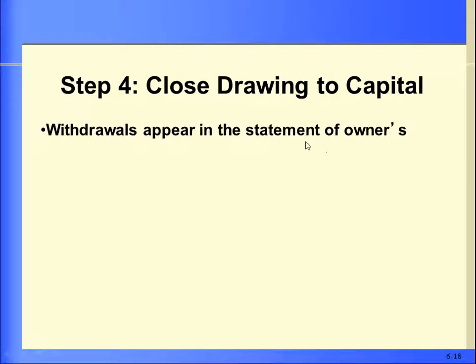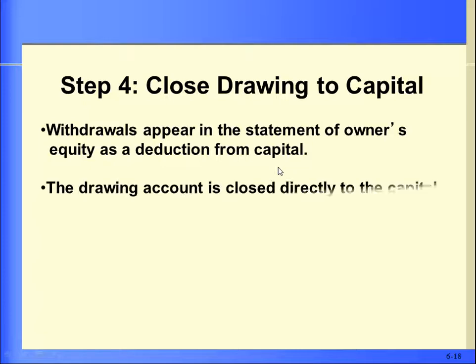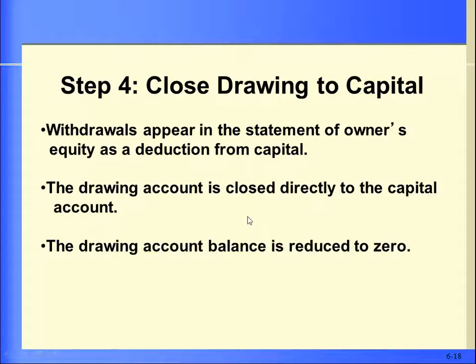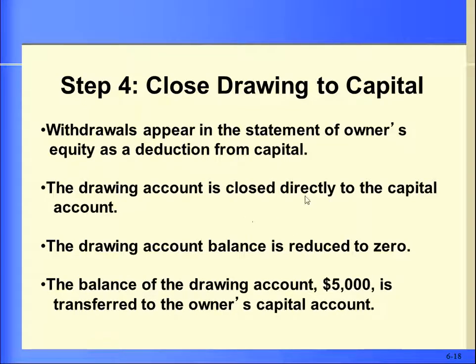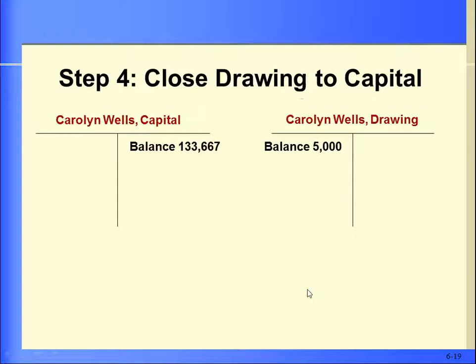So withdrawals appear on the owner's equity statement as a deduction from capital. Withdrawals appear in the statement of owner's equity, which right here, that's a financial statement. So it's a deduction from capital. The drawing account is closed directly to capital. Again, we're not using an income summary account. The drawing account balance is reduced to 0. So there's a big correlation. The same thing when we talk about closing, we're reducing to 0. The balance of the drawing account, 5,000, is transferred to the owner's capital account.